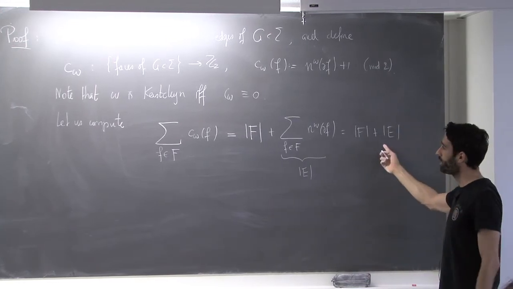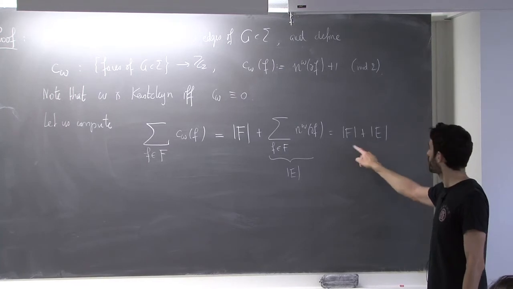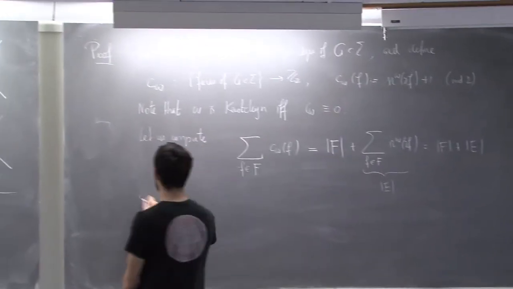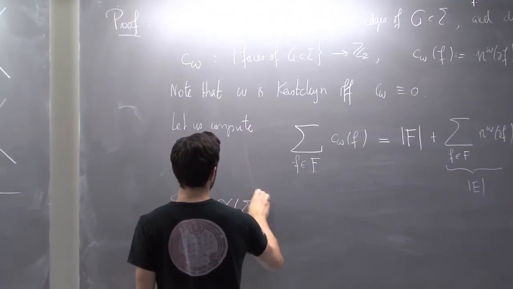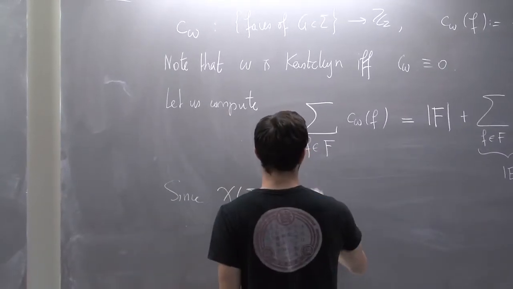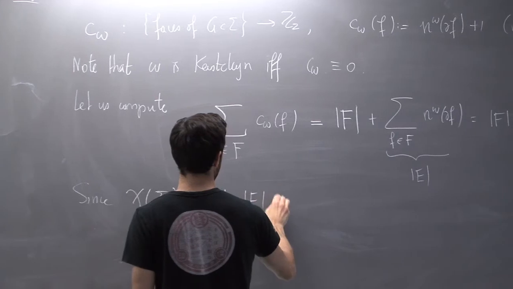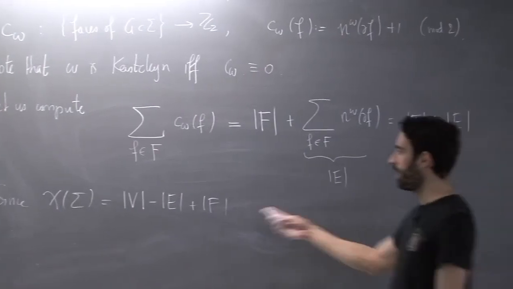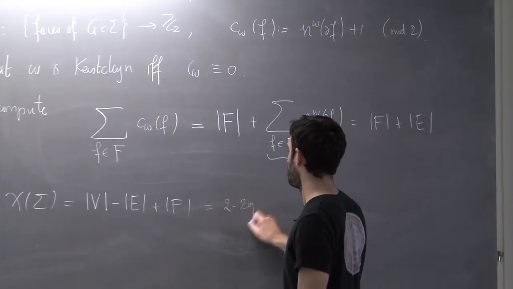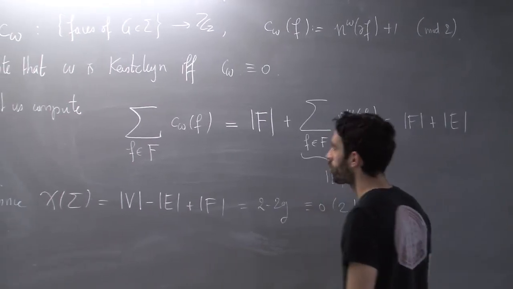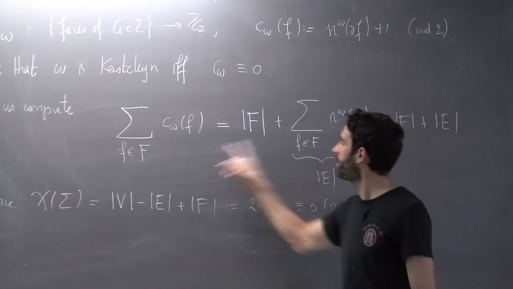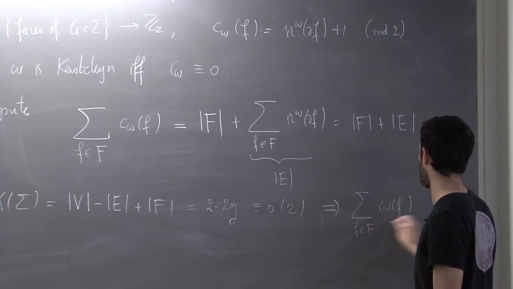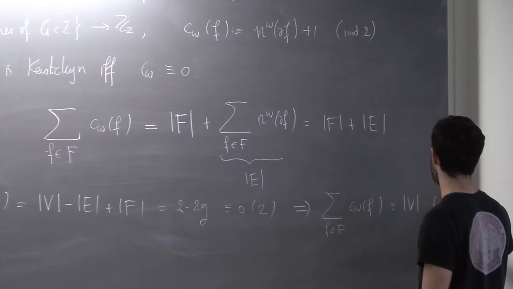But now remember that the Euler characteristic of a surface is even, so this has the same parity as the number of vertices. Since the Euler characteristic of a surface, which can be computed as number of vertices minus number of edges plus number of faces of our graph, because we have chosen the graph to approximate well the surface, is always even. This is 2 minus 2g. It's even. So what do we have? We have that this sum here has the same parity as the number of vertices.